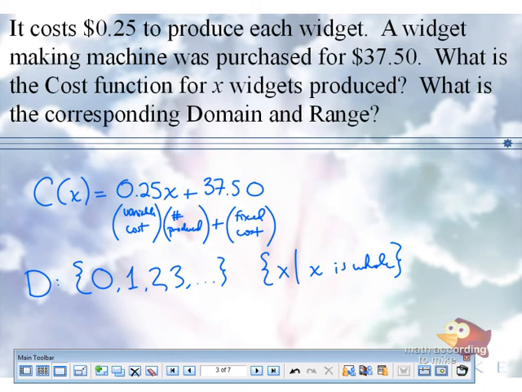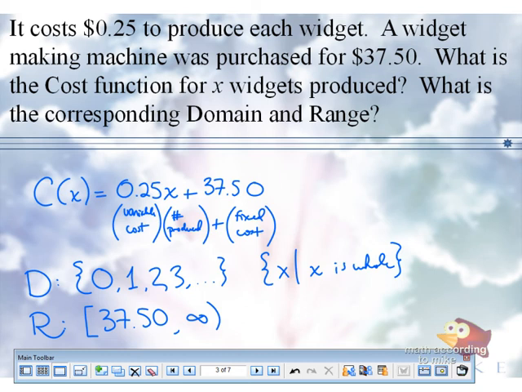Very good. How about the range? So if you made 0 items, what would your cost be? And you made 1 item, and then 2 items. So what's the smallest your range could be? And how big can that get? Infinite. Technically, we're supposed to have multiples of 25 after 3750. But I think if this question were on Course Compass, that would be acceptable.